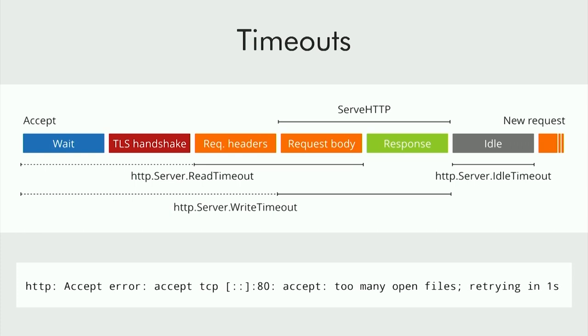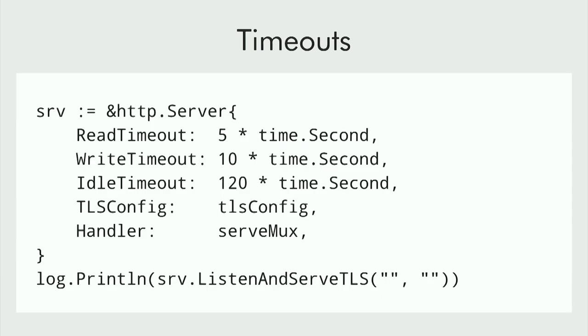You will start seeing errors like that, where Accept complains about too many open files, because all your file descriptors went out the window. How you set the timeouts is by creating an http.Server structure and setting at least read, write, and idle timeout. And then using the ListenAndServe function on that object. So if you're using the package level ListenAndServe and exposing it to the internet, you're doing it wrong. You will get paged, all right?